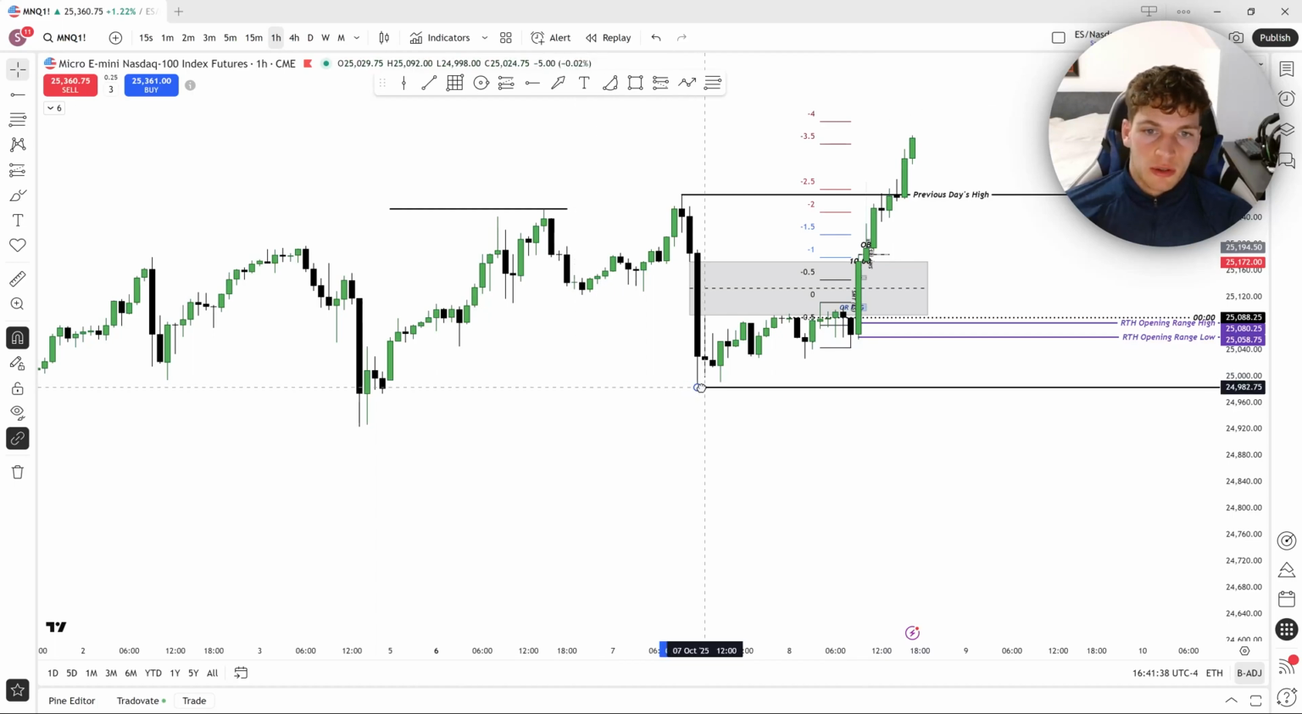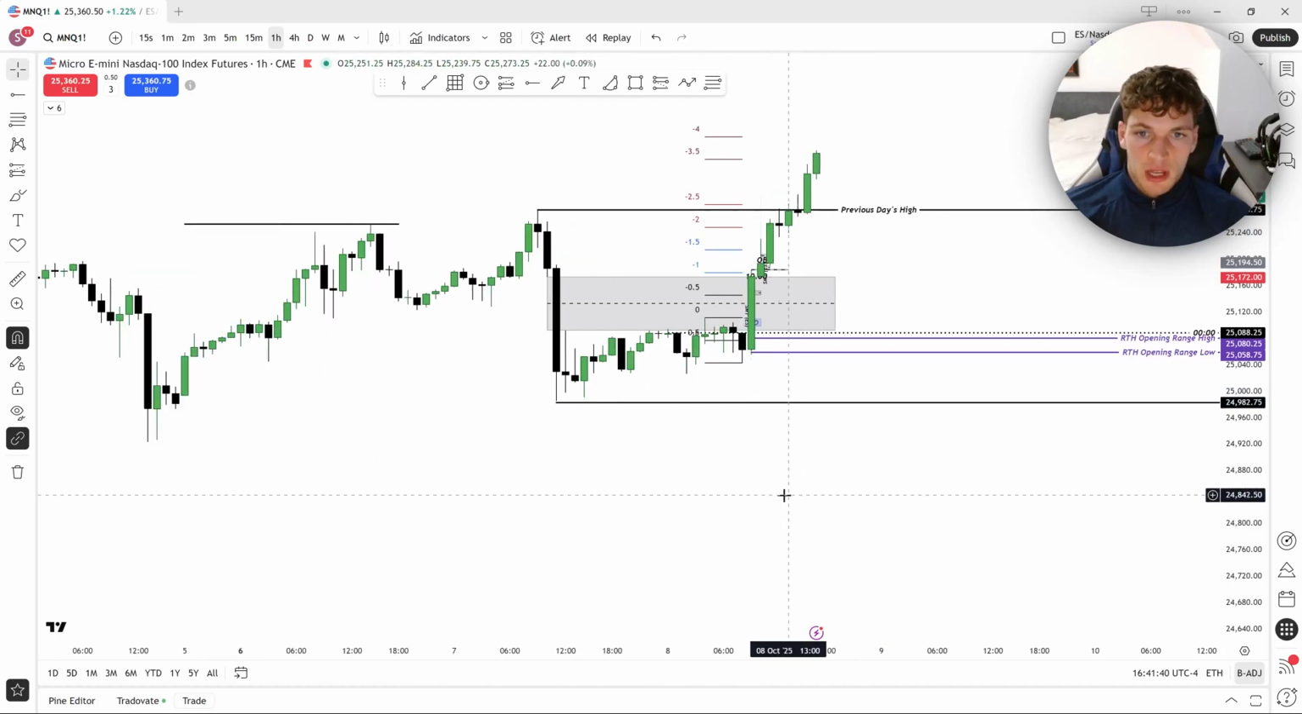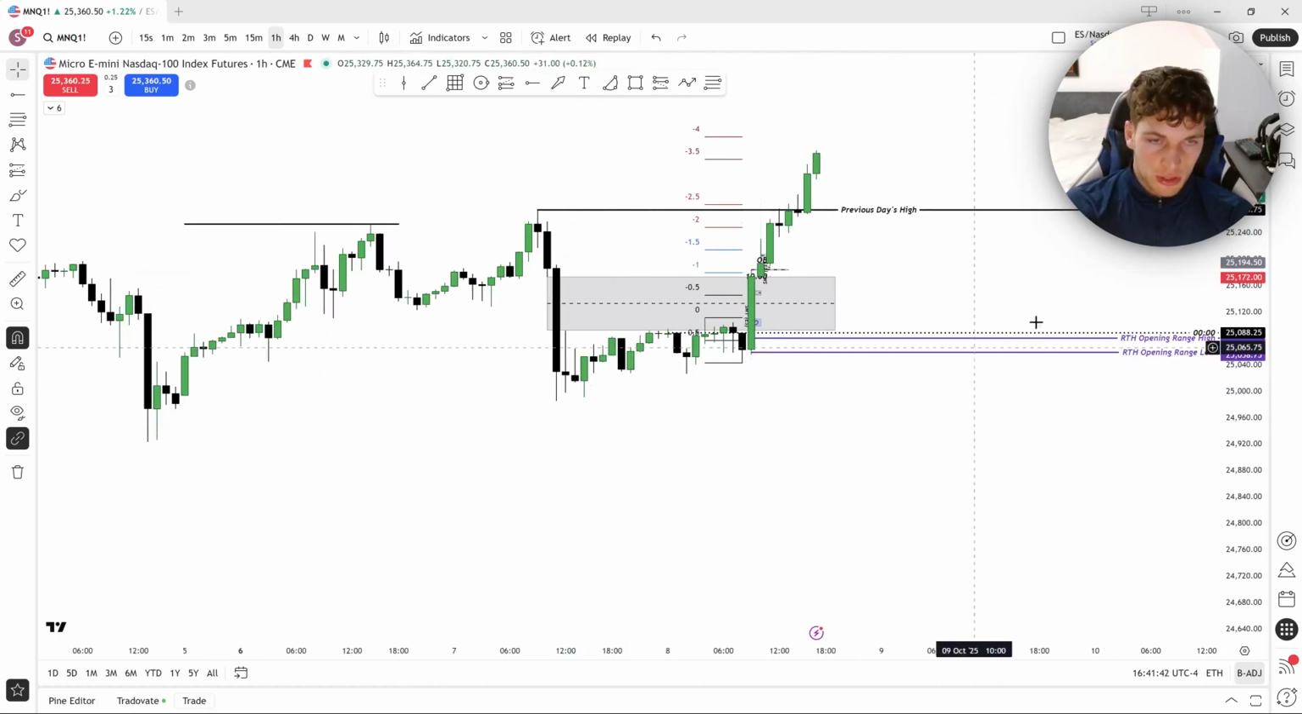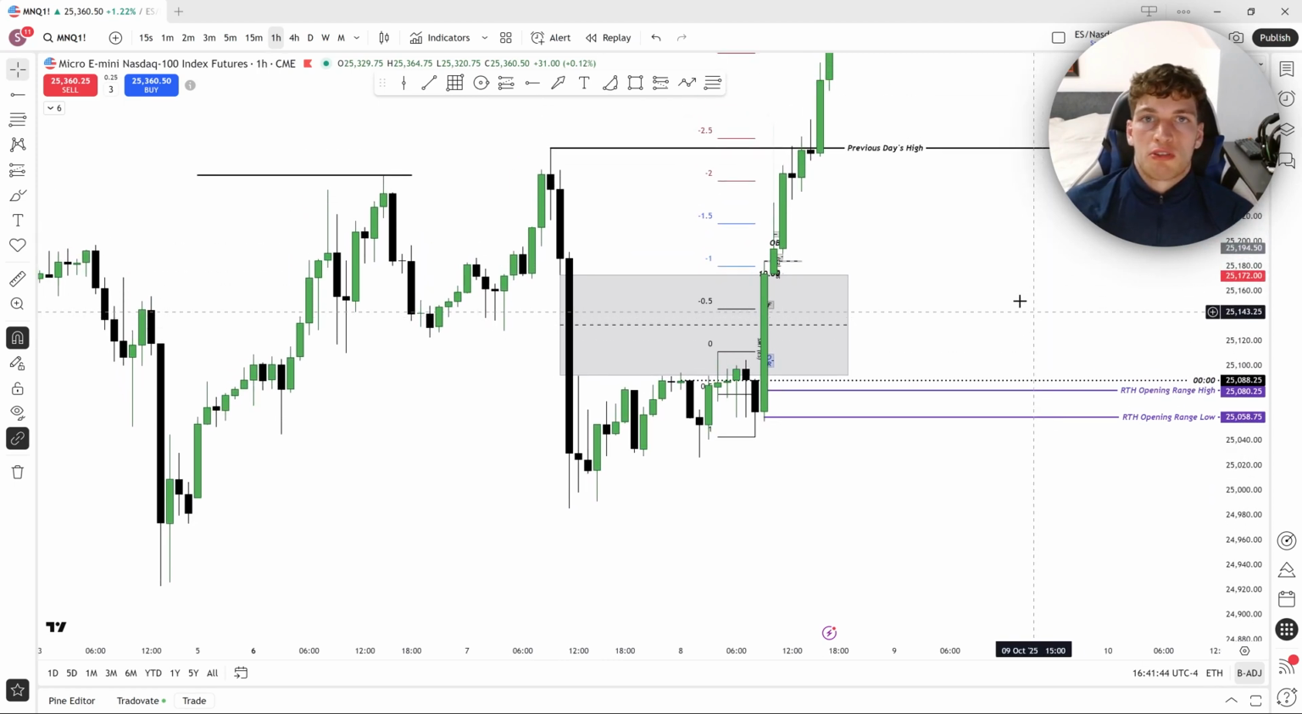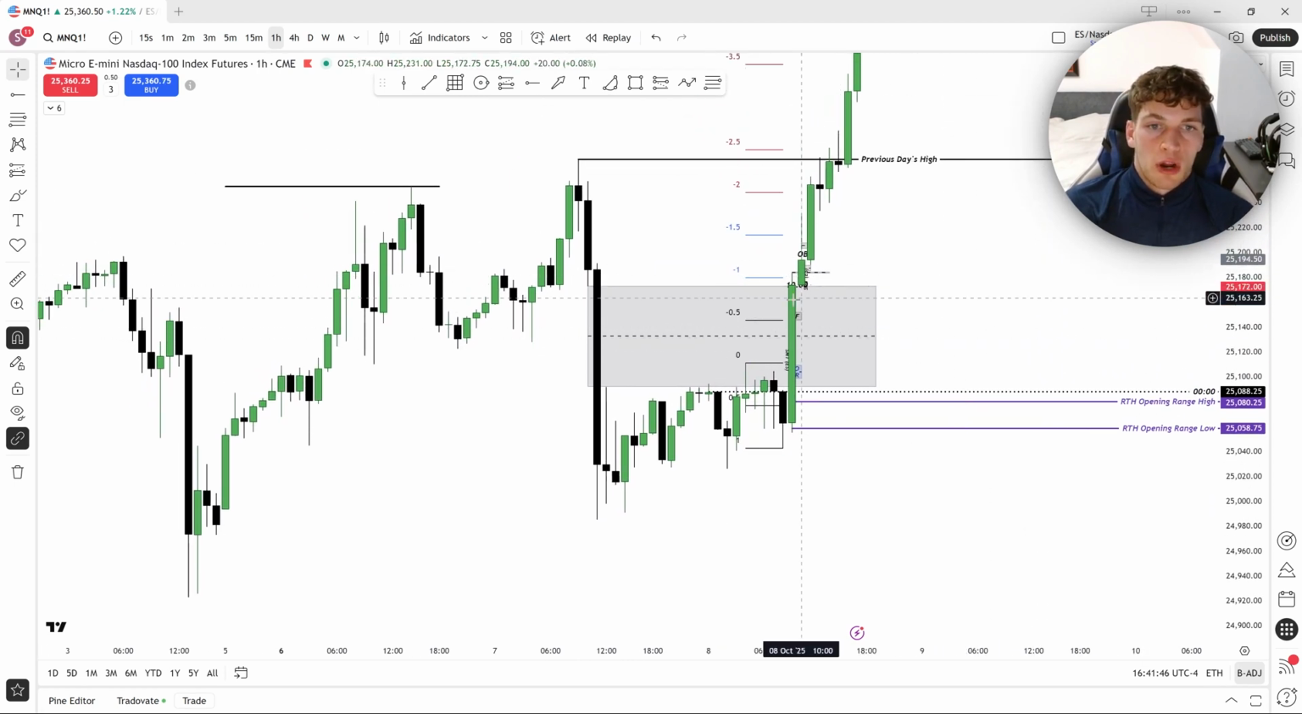So the target ultimately changed for me, and this was simply because we had distributed during the first half an hour of the session above this fair value gap here. This is where I was looking for my short, and it didn't happen.